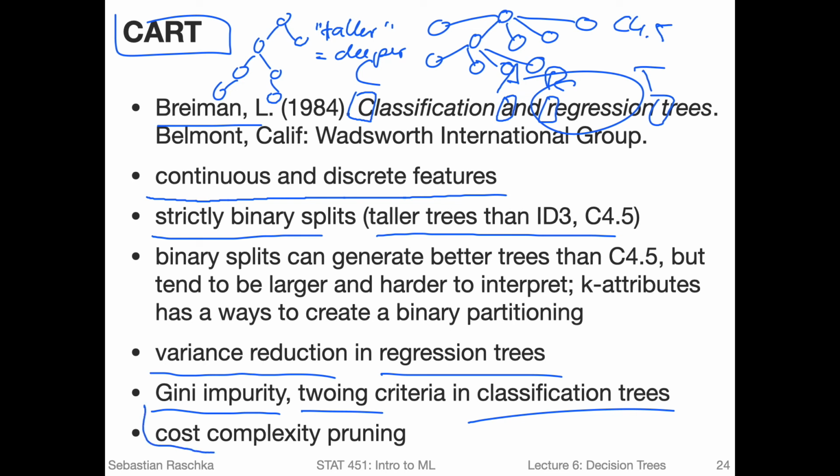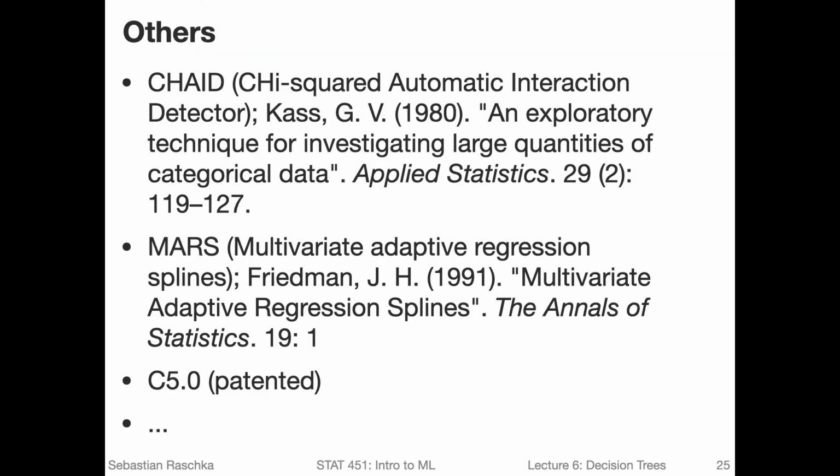And it also supports pruning. In particular, the method is called cost complexity pruning. And this is not implemented in scikit-learn yet. Scikit-learn implements something like CART, but it doesn't implement the cost complexity pruning. In any case, CART is still the most widely used decision tree algorithm.